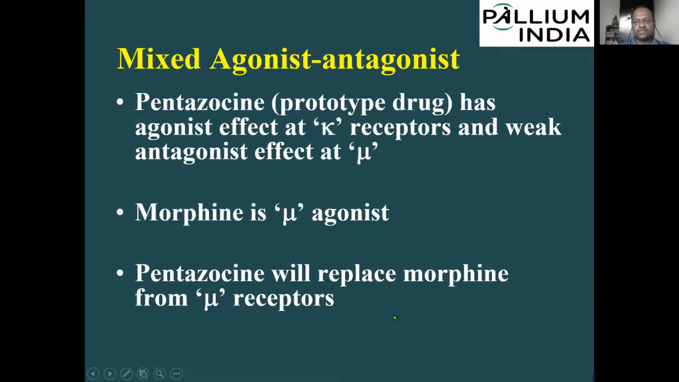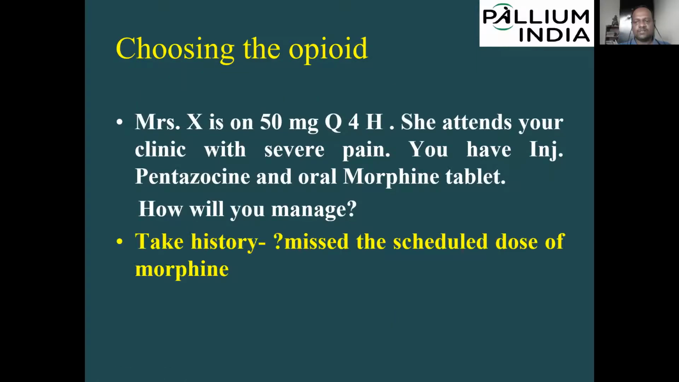So in this patient, we should not use pentazocine. Instead, we should take the history and see whether the patient has missed any dose of morphine, and either give that missed dose or increase the dose after taking the history. So essentially, when a patient is on a large dose of a mu agonist like morphine, don't give agonist-antagonists like buprenorphine or pentazocine.